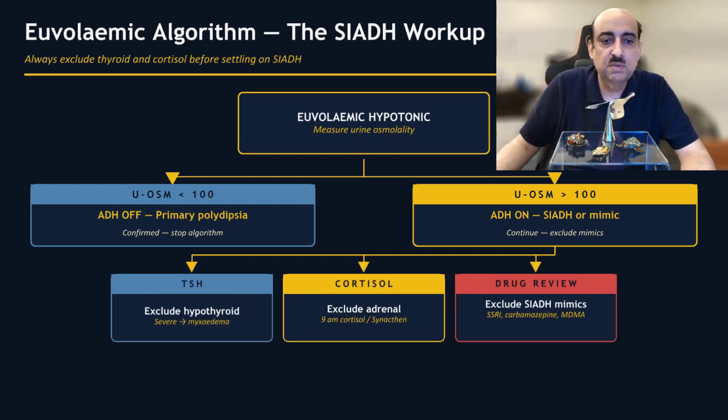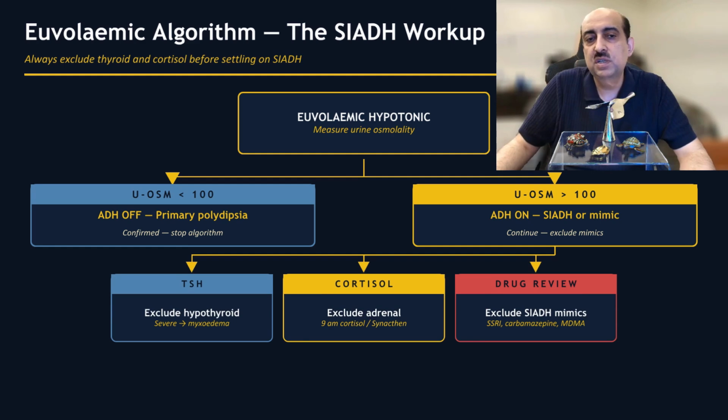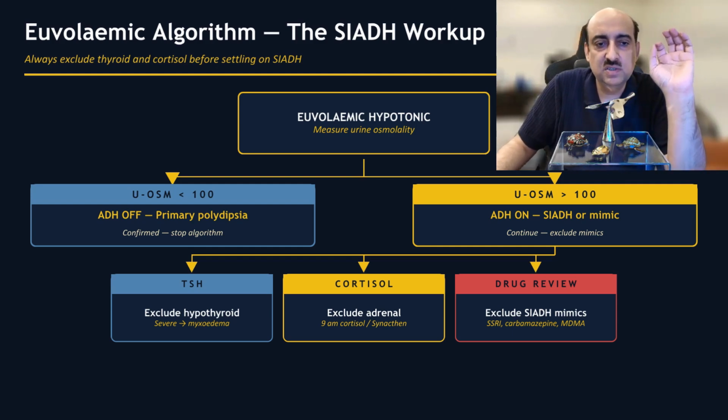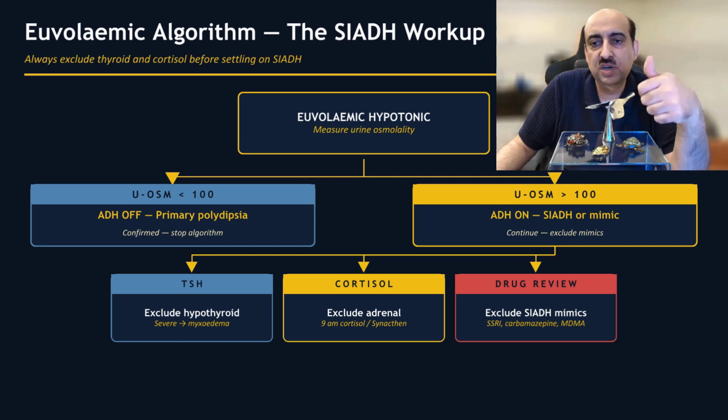3 exclusions. Number 1, hypothyroidism. Make sure that TSH is sent. Number 2, random serum cortisol with or without a short synacthen test. That is the key thing. You have to exclude adrenal insufficiency. And number 3, exclude the drug etiologies like SSRIs, carbamazepine, MDMA, antipsychotics, opioids. We have discussed this in extensive detail in our first video. After all these three are excluded, then you might call it SIADH. But again, you have to apply the Bartter and Schwartz criteria, which we discussed in detail in our first video.